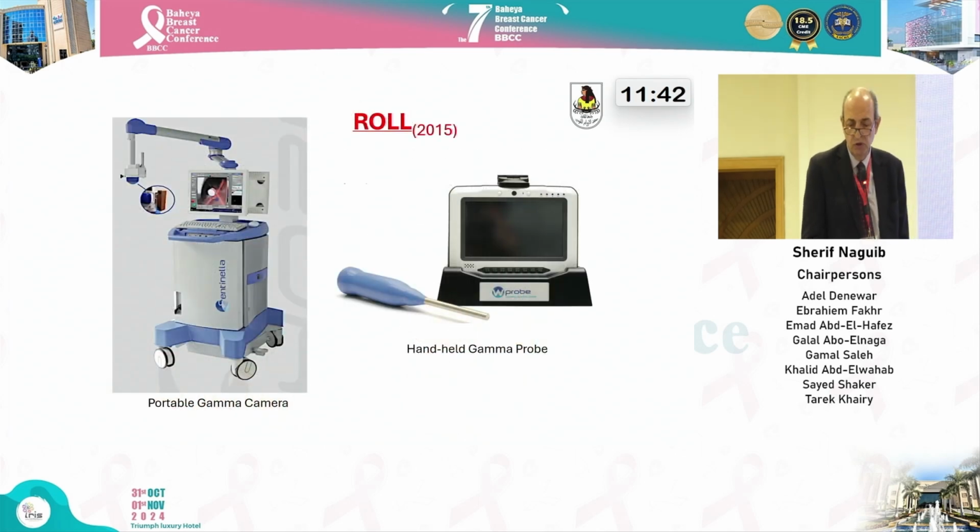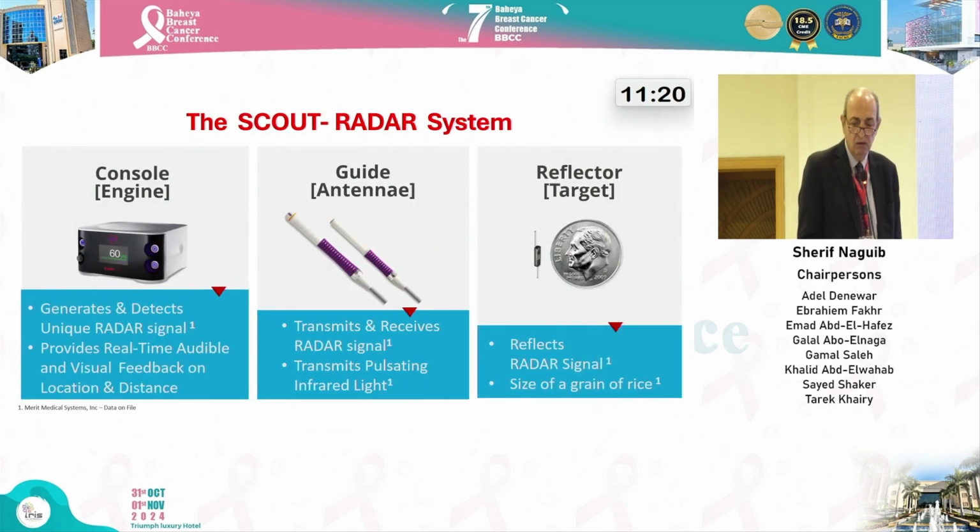Another method is radio-guided occult lesion localization, which was introduced in 2015, and which requires either a portable gamma camera or a handheld gamma probe, where radioactive colloid is injected into the occult lesion and excised using these two apparatuses.